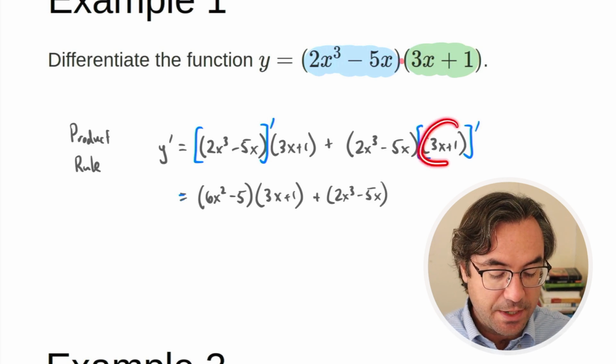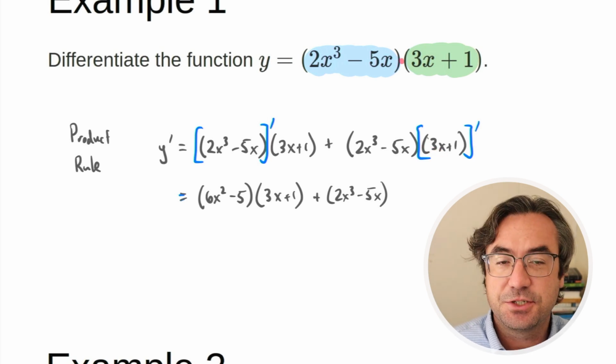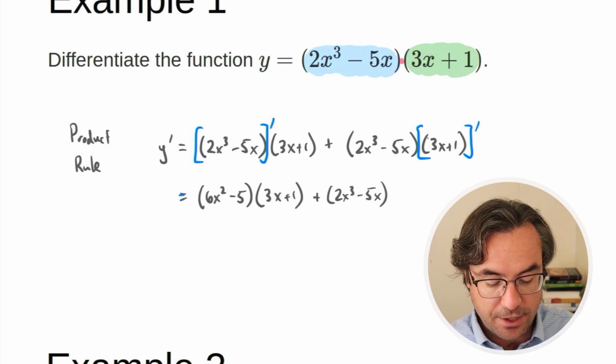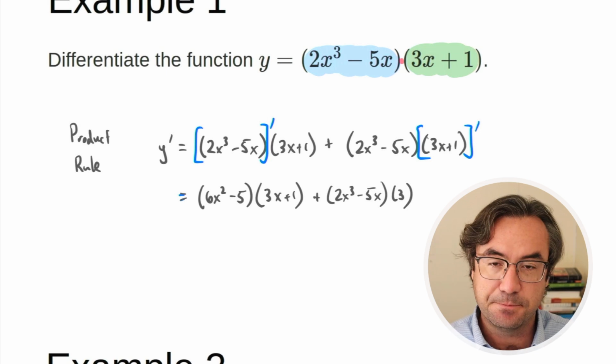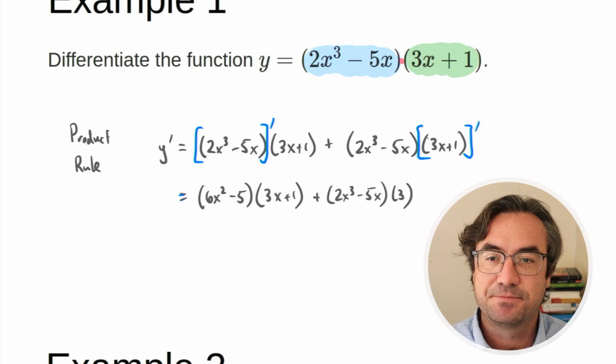And then finally, we want to differentiate the 3x plus 1. The derivative of 3x is just 3, and the derivative of the plus 1 is 0. So over here, we end up with just 3. And there's our derivative. So we're done.